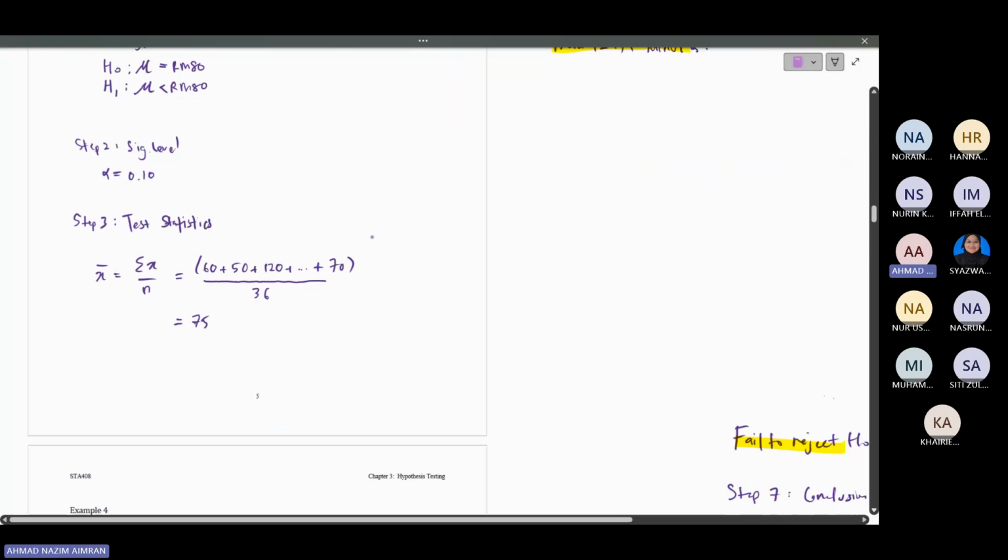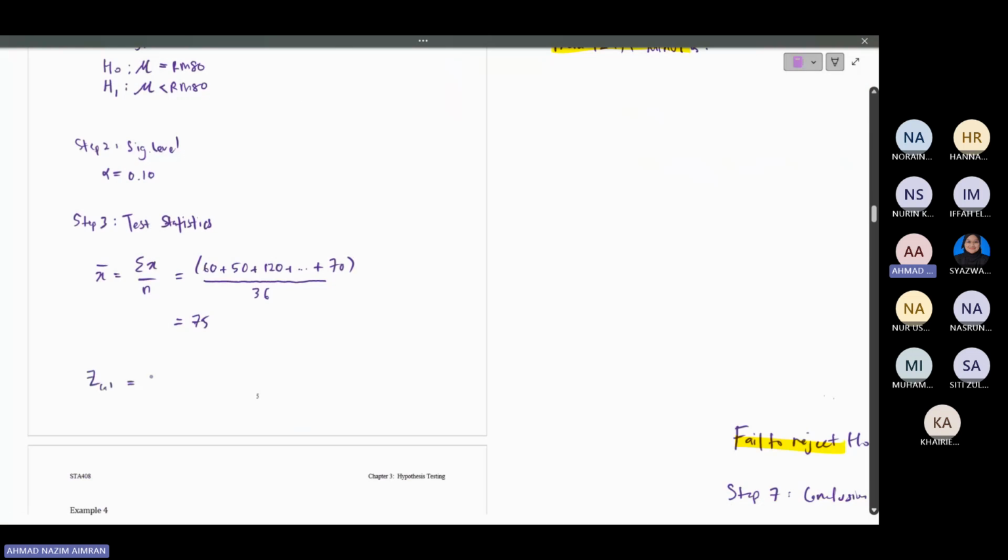Then you can calculate the Z calculated, because the Z calculated is equal to X bar minus mu over the standard deviation of the population over square root of N. Don't worry, this formula will be given in the test or in the final assessment. You just need to make sure that you know which one to use.